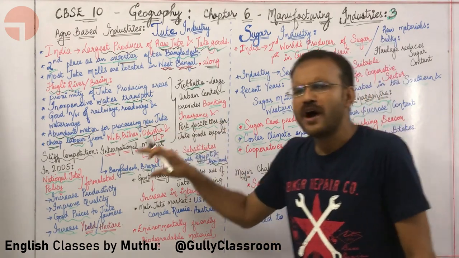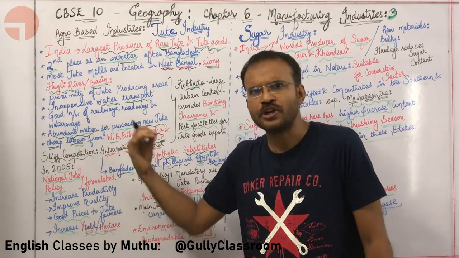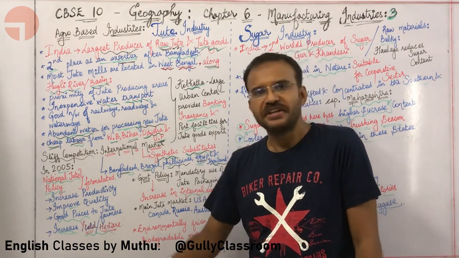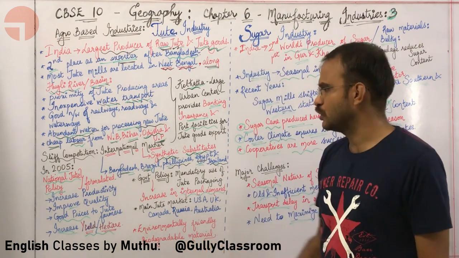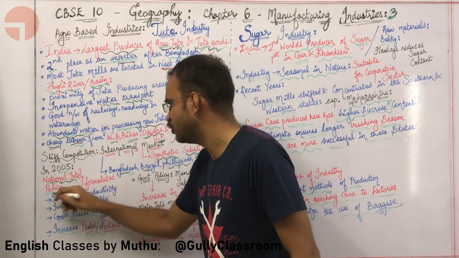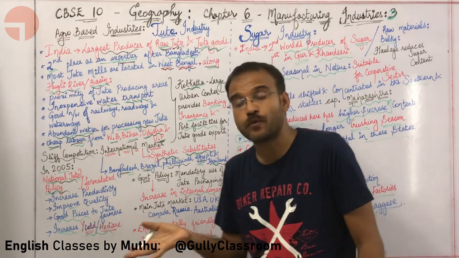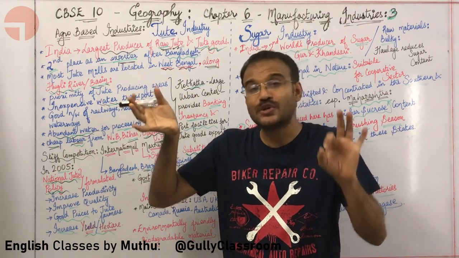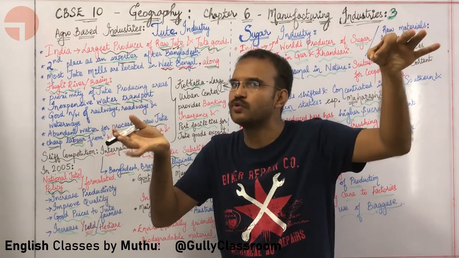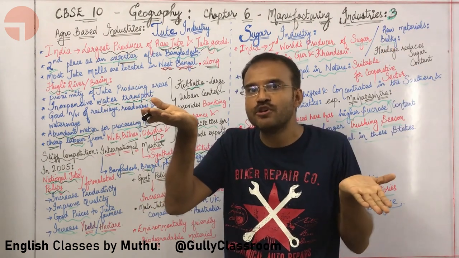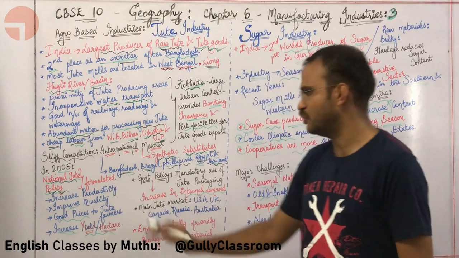So, what is our government doing in order to enhance jute production in India? The Indian government in the year 2005 introduced the National Jute Policy, which was focused on increasing the productivity of jute and also enhancing the quality of jute. We are not going to just increase the production. We are also going to increase the quality of the jute.